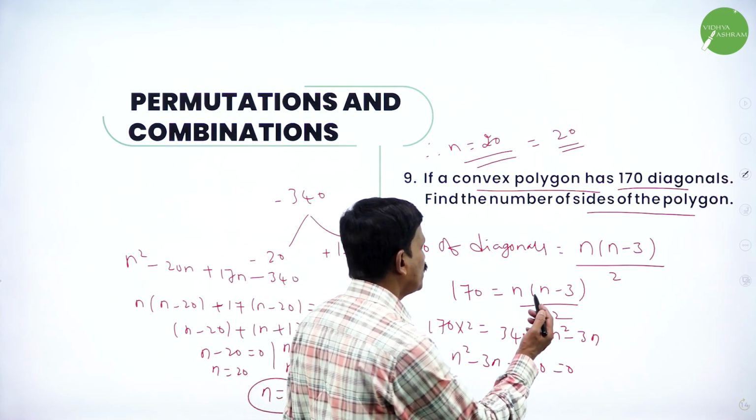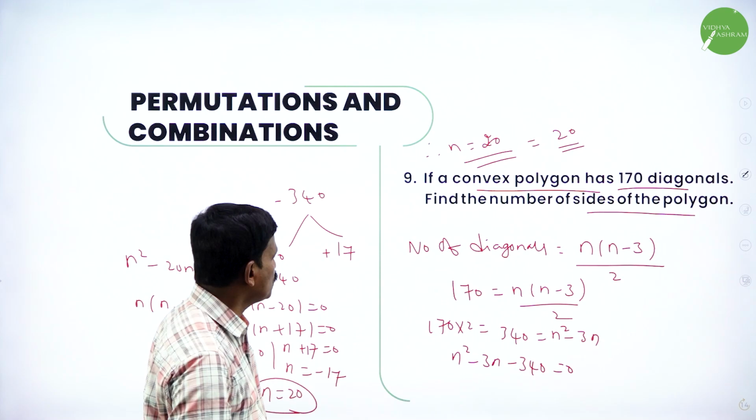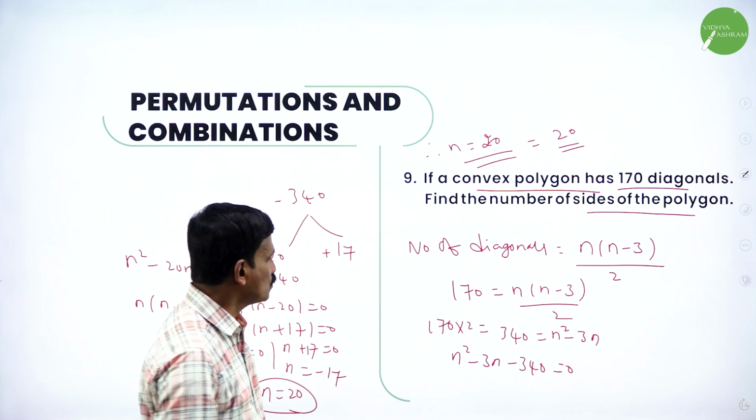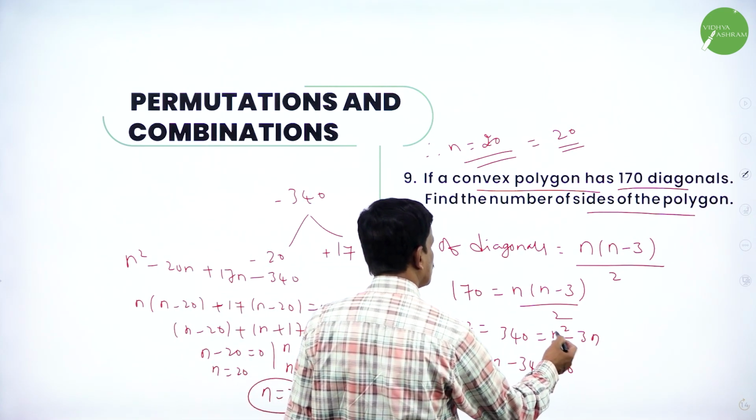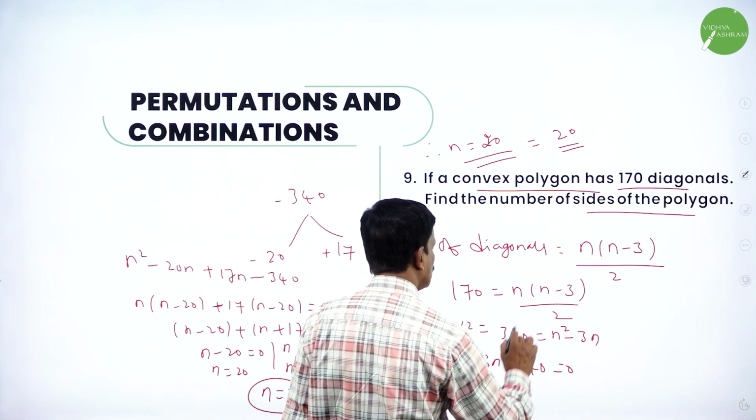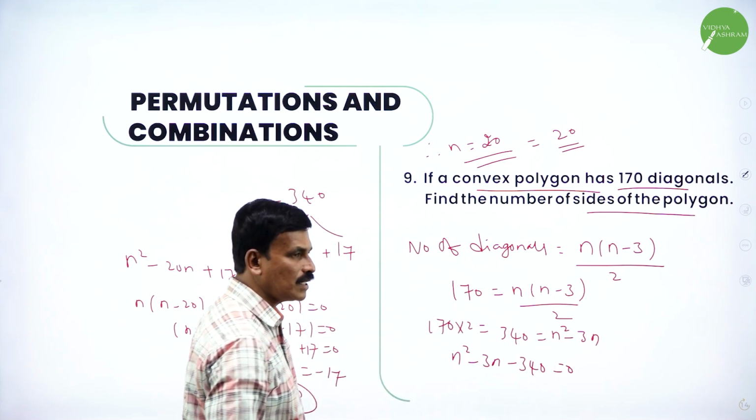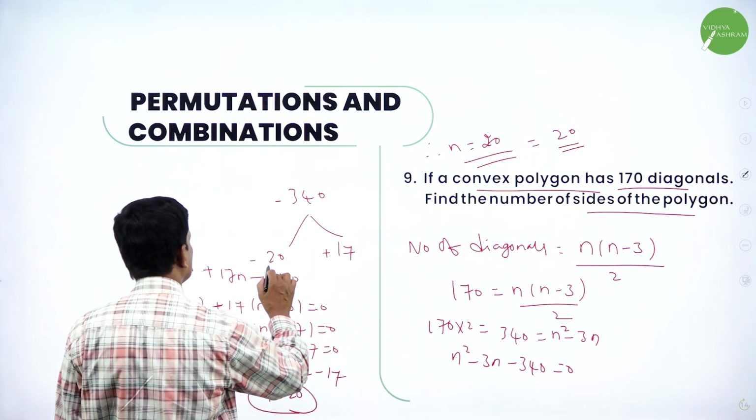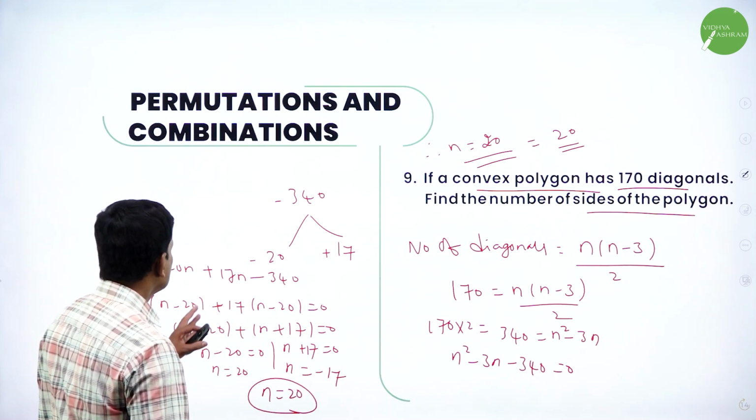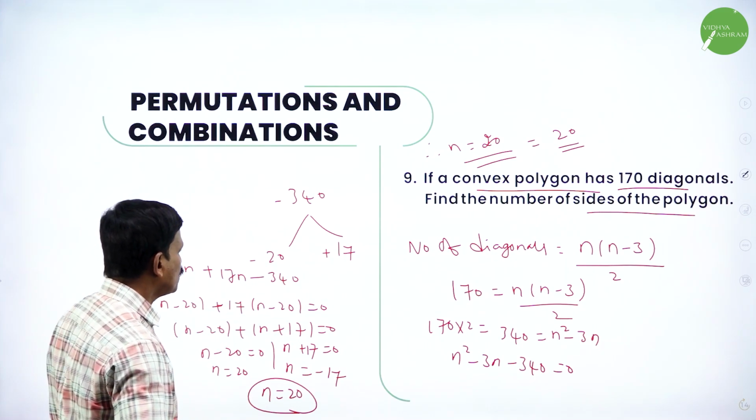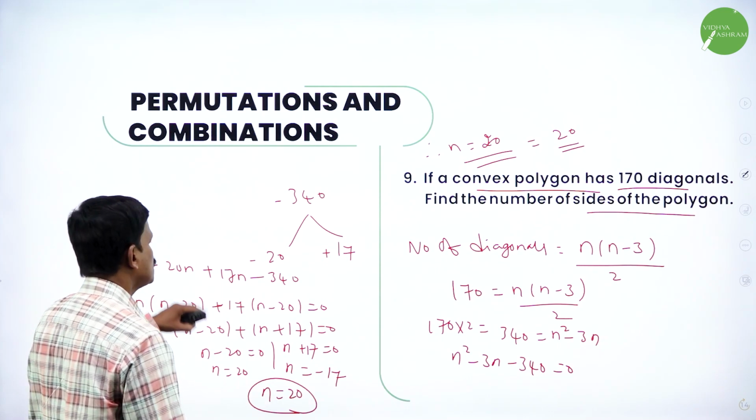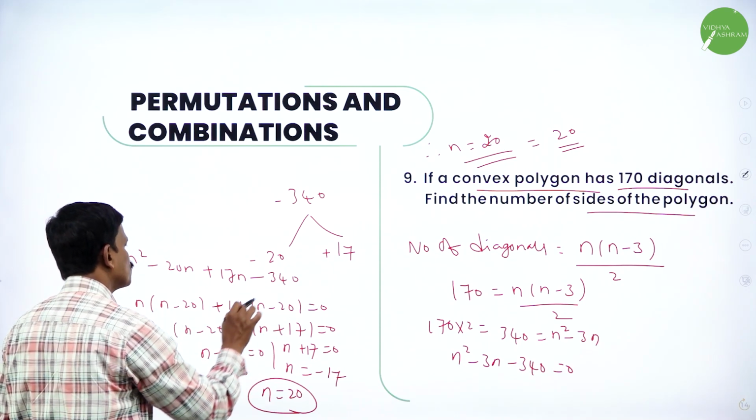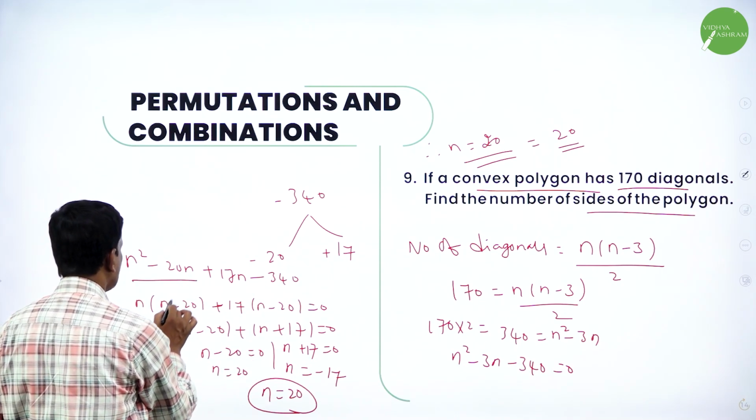See here, the number of diagonals is equal to n into n minus 3 divided by 2. Since there are 170 diagonals, 170 is equal to n into n minus 3 by 2. Cross multiply. 170 into 2 is 340, equal to n square minus 3n. Put it in a form: n square minus 3n minus 340, a quadratic equation. Solve this, factorize it. Minus 340 can be written as minus 20 into 17, so 20 into 17 is equal to 340. So n square minus 3n can be written as minus 20 plus 17 is minus 3n, minus 340.